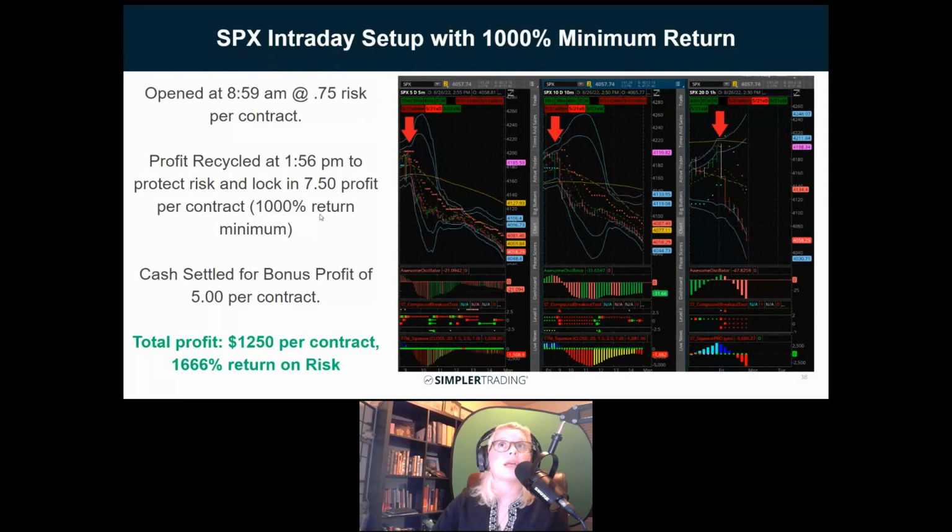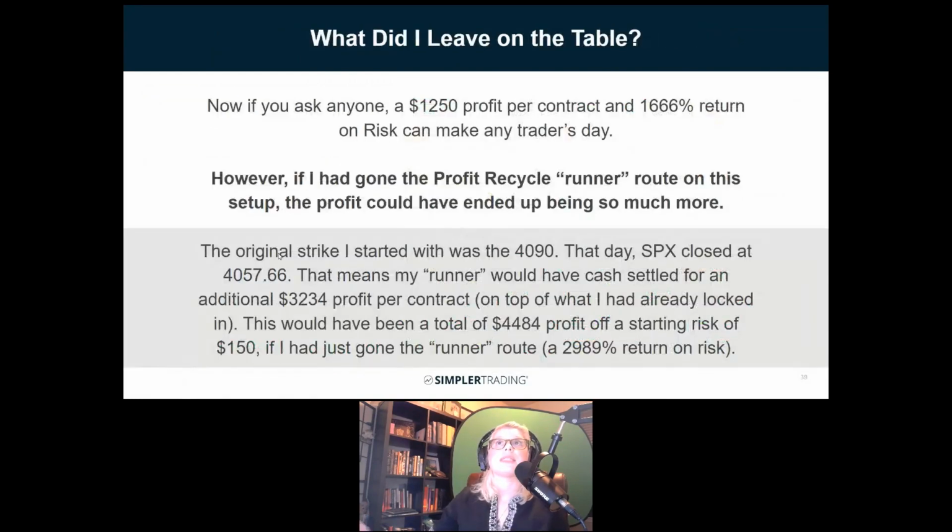And it ended up being a 1,000% return minimum. So worst case scenario on this trade, I was walking away with a 1,000% return. But keep in mind, by profit recycling, I had set up an additional bonus trade with no risk. The bonus trade ended up settling for $5 per contract. So in total, I had a $12.50 profit per contract, which was that 1,666% return.